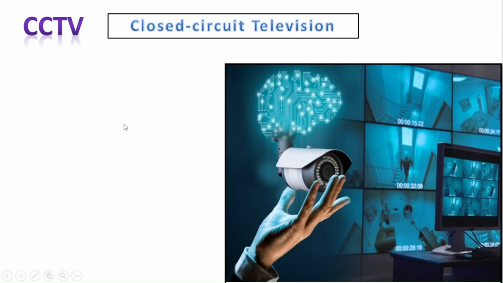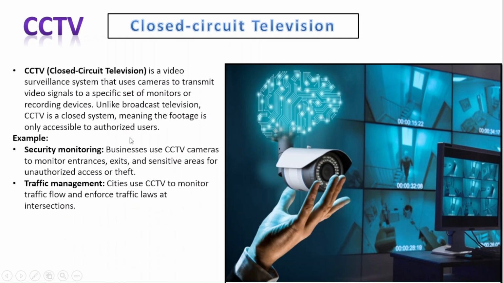CCTV, that is closed circuit television. CCTV is a video surveillance system that uses cameras to transmit video signals to a specific set of monitors or recording devices. Unlike broadcast television, CCTV is a closed system, meaning the footage is only accessible to authorized users.